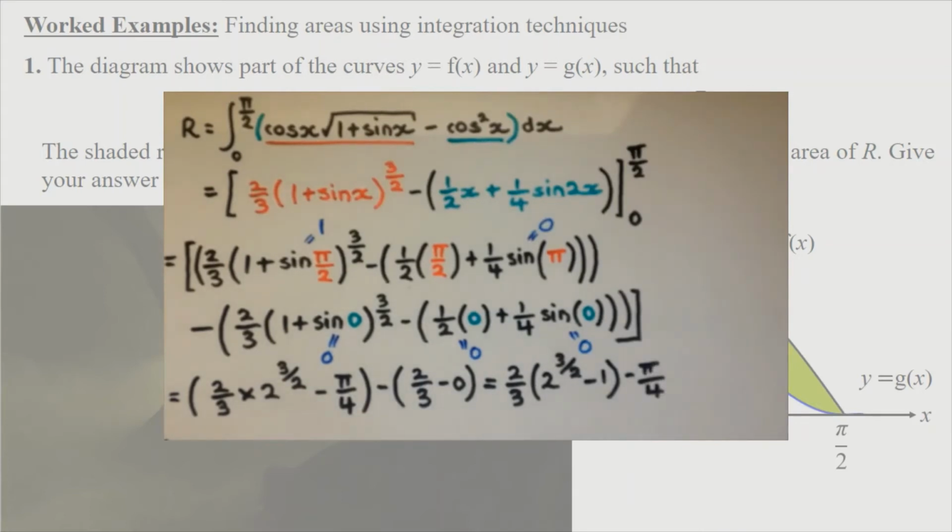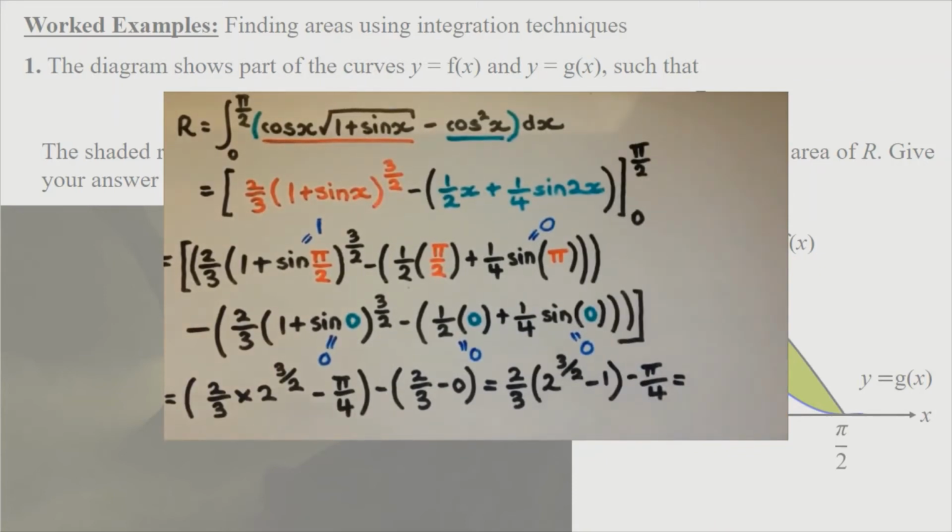Like that. Now, you're asked to give the answer to 3 significant figures. If you evaluate that on your calculator, your calculator returns an answer of 0.4335, etc. And to 3 significant figures, of course, this is approximately equal to 0.434. So this is square units, of course.